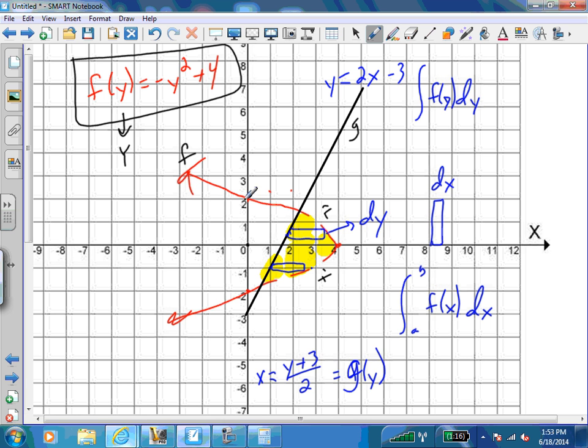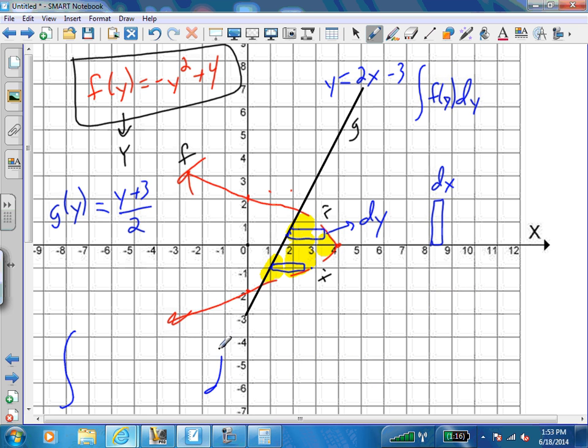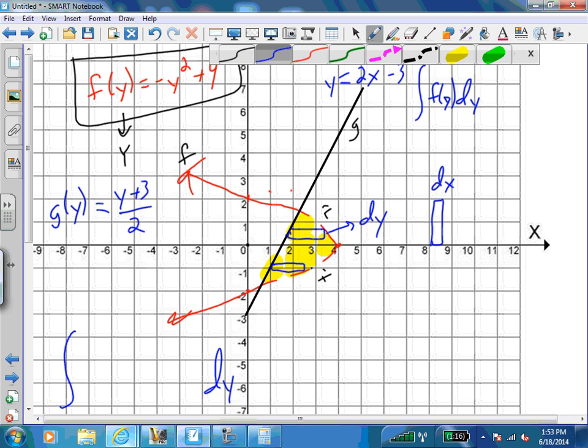So f of y, that's our red curve. G of y, that's our straight line. G of y, that means our input is y. When we integrate this, we're integrating dy, because that's the width of our sample element, which means that our limits of our integral need to be y values.